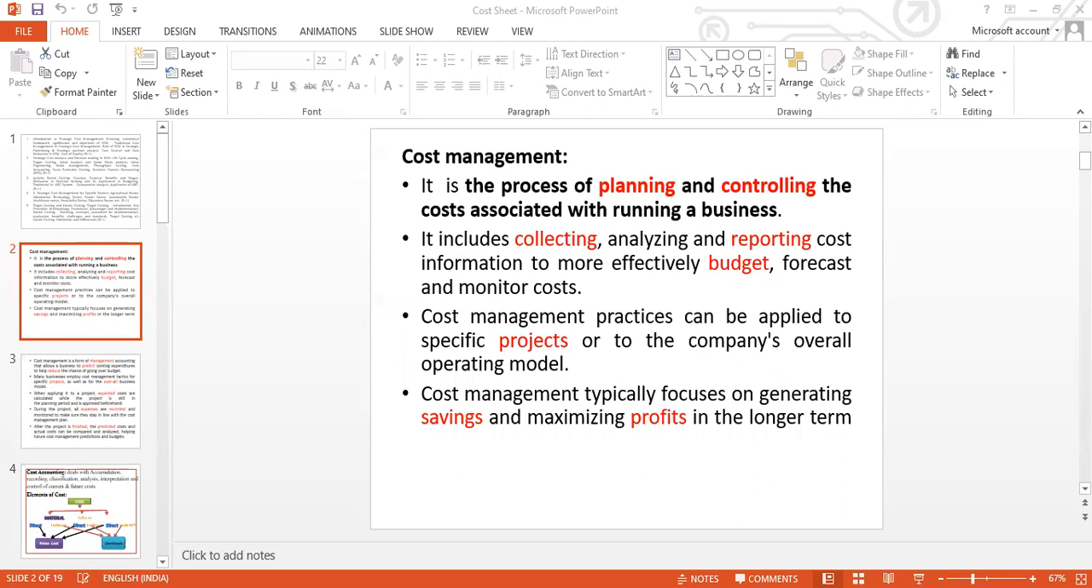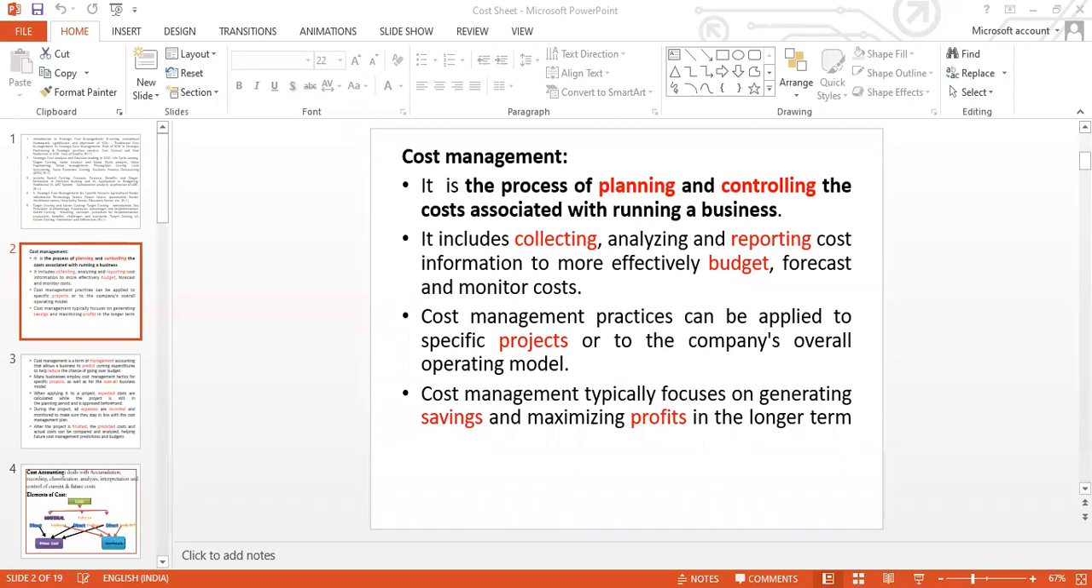Indirect material cost means what? During this process, I am going to use some nails, some papers, some gums, some stickers. So these are supportive material. This is called indirect material. So here cost consists of direct material as well as indirect material.